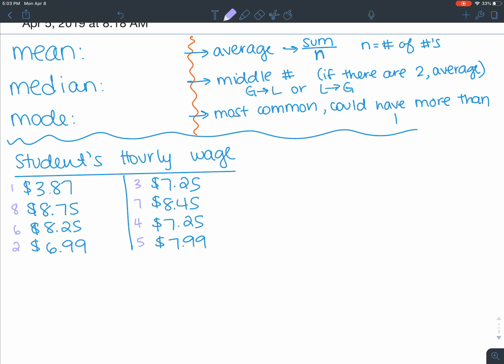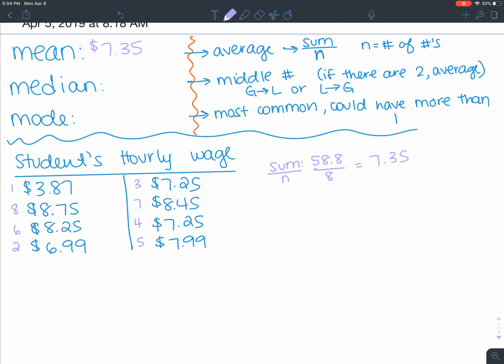But the mean means that we have to add all these up. So I'm going to find the total sum by using a calculator, adding all of these up. And that's going to give us 58.8. And then we want to divide it by n, and we have 8 numbers. So when I divide this, I'm going to get 7.35. So that means that on average, someone is going to make $7.35. So that'll be our mean.